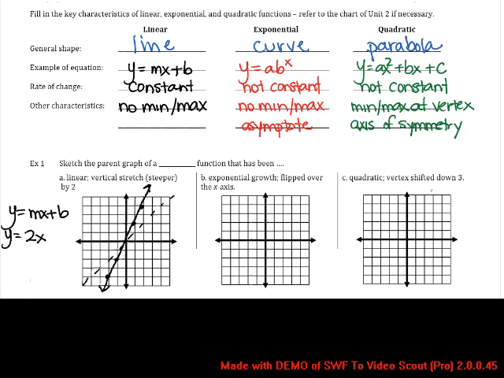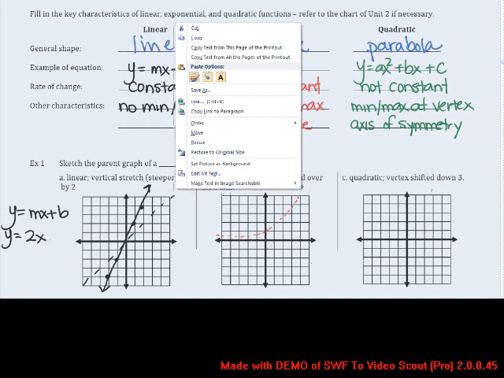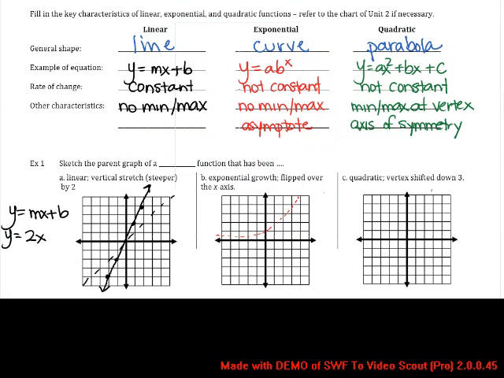If you move to example 1b, they're asking you to sketch a parent graph of an exponential growth function. Well, the parent graph of an exponential growth function looks like this. However, they want you to graph an exponential growth that has been flipped over the x-axis. Therefore, we are going to make sure that it is upside down. This is still a growth function, however, it has been flipped over the x-axis. Don't forget to include your asymptote as part of your graph.